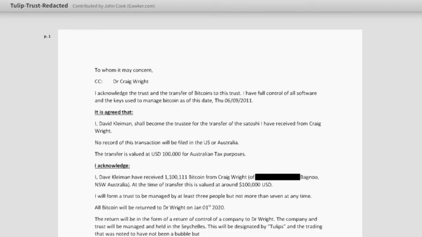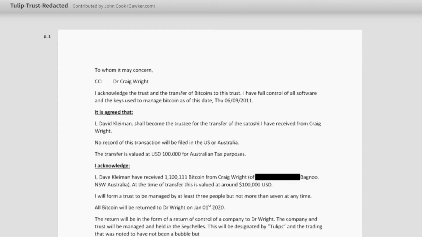It says, to whom it may concern, and CC'd in Dr. Craig Wright. I acknowledge the trust and the transfer of Bitcoins to this trust. I have full control of all software and the keys to use to manage Bitcoin as of this date, Thursday, the 9th of June, 2011. He states, it is agreed that I, David Kleiman, shall become the trustee of the transfer of the Satoshi I have received from Craig Wright. No record of this transaction will be filed in the US or Australia. The transfer is valued at 100,000 USD for Australian tax purposes.